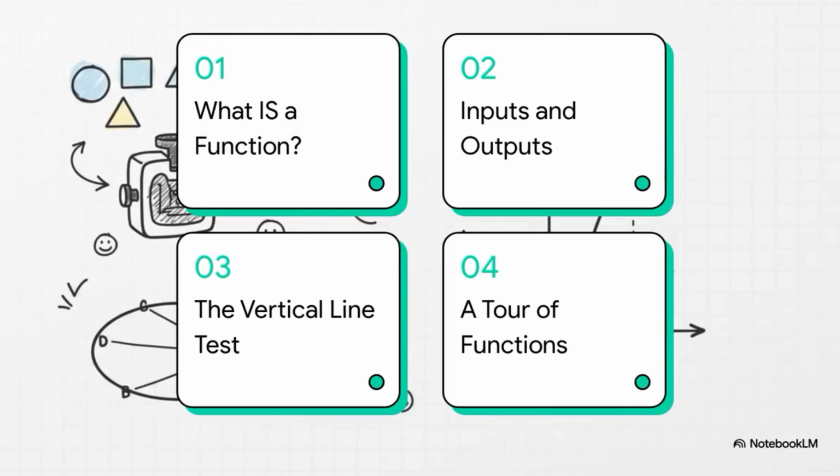So here's how we're going to tackle this. We're going to build this thing from the ground up. First, we'll get into what a function actually is. Then we'll talk about its inputs and outputs. After that, I'm going to show you a super simple visual trick called the vertical line test. And to wrap it all up, we'll take a quick tour of what I like to call the function zoo.